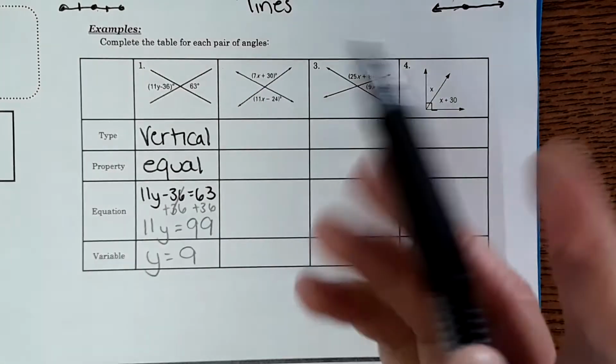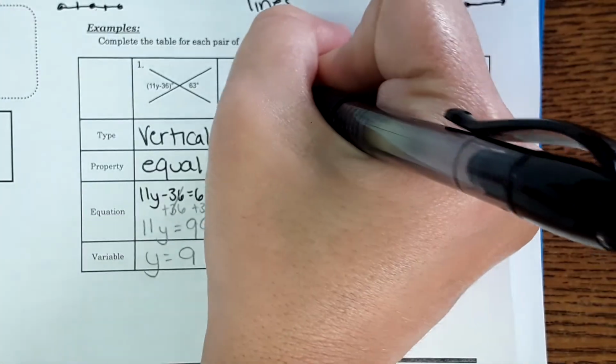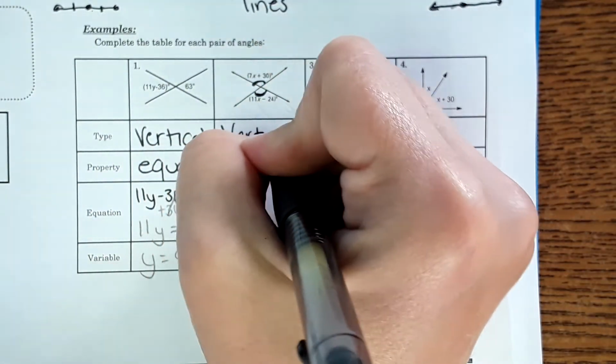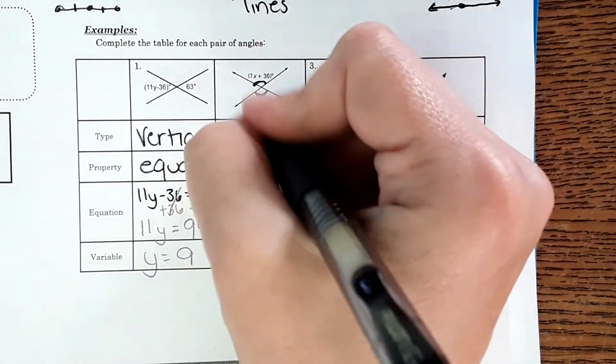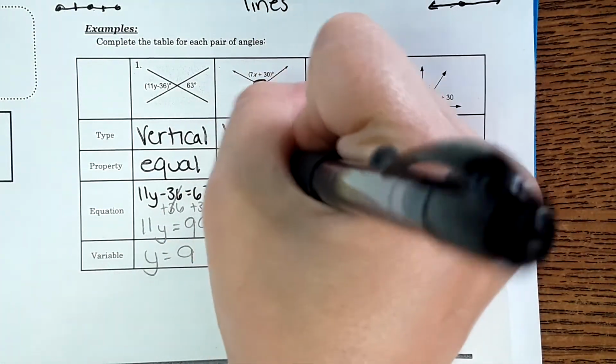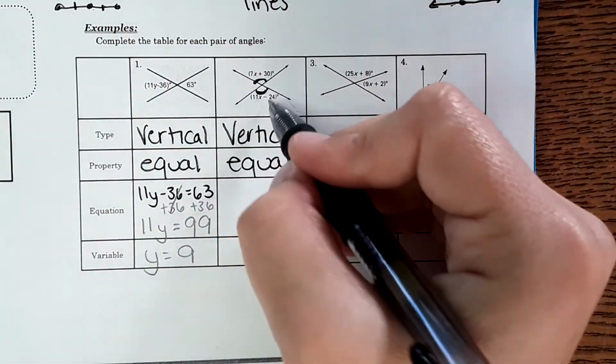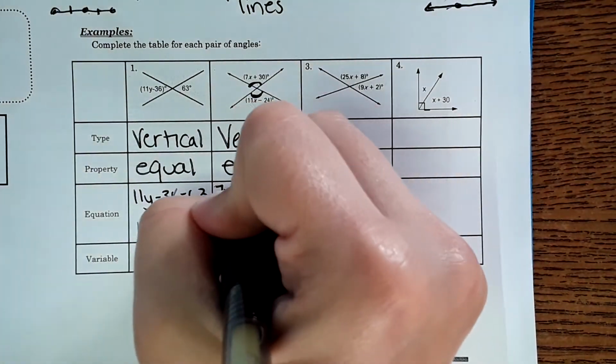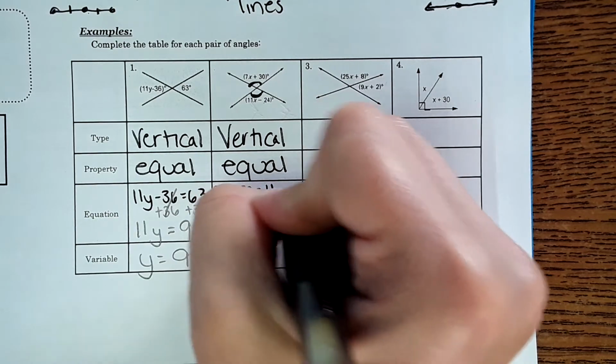Next example, we also have vertical angles. This angle would be equal to this one. So type vertical angles. That means that those two angles are equal. So we can set those expressions equal to each other. 7x plus 30 equals 11x minus 24.